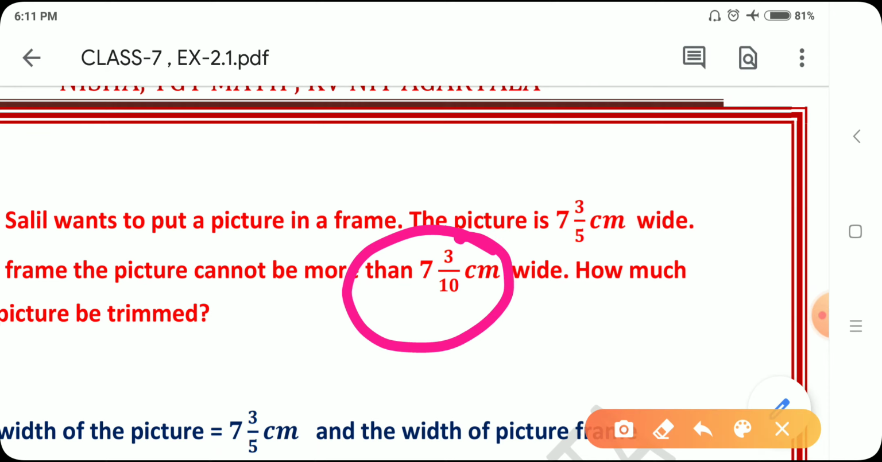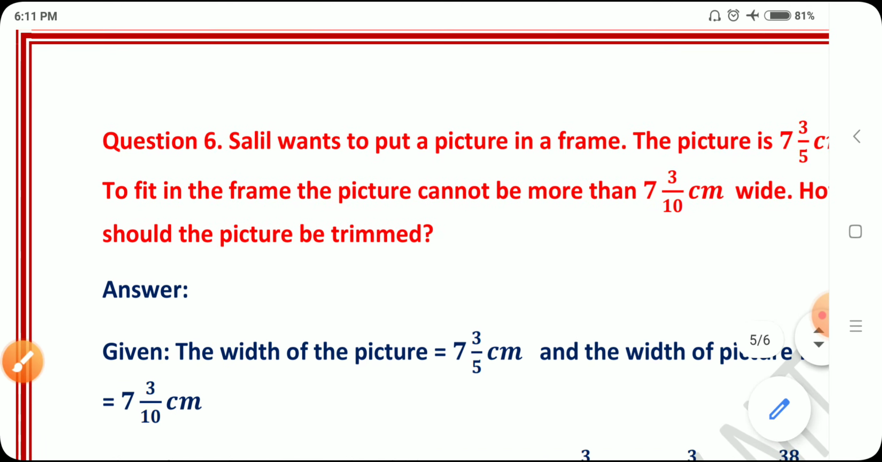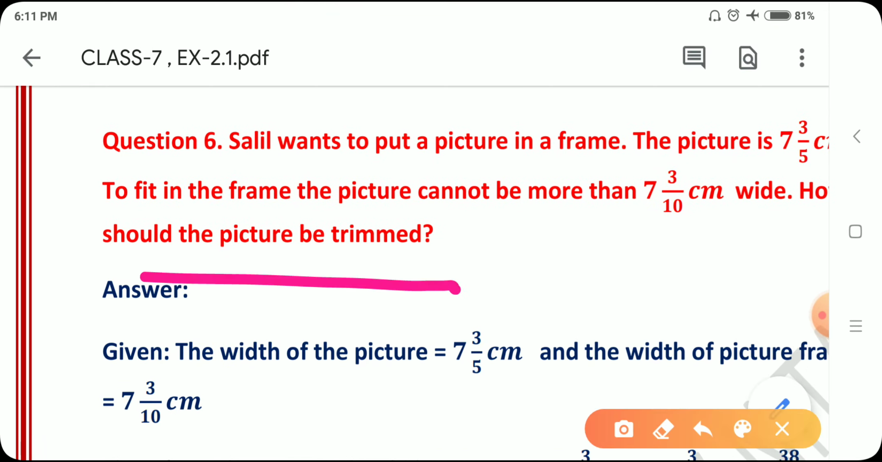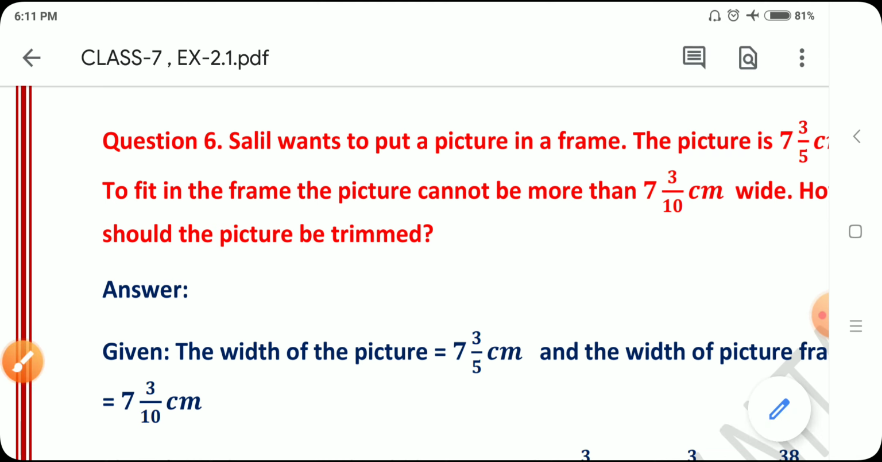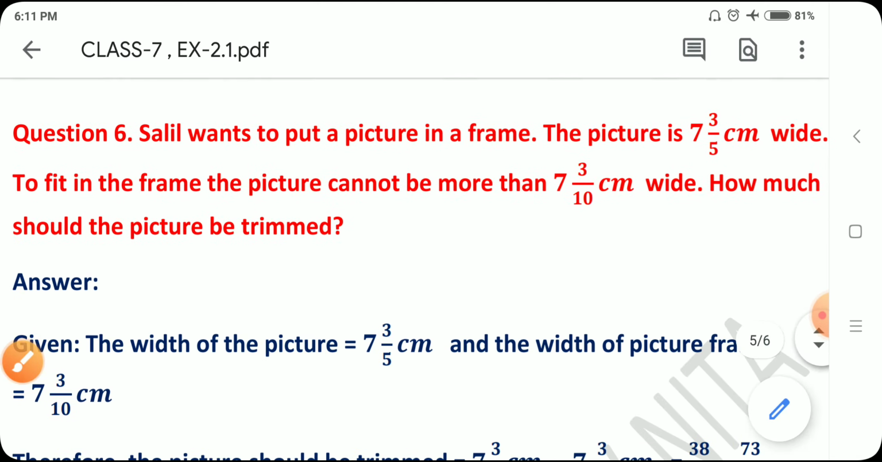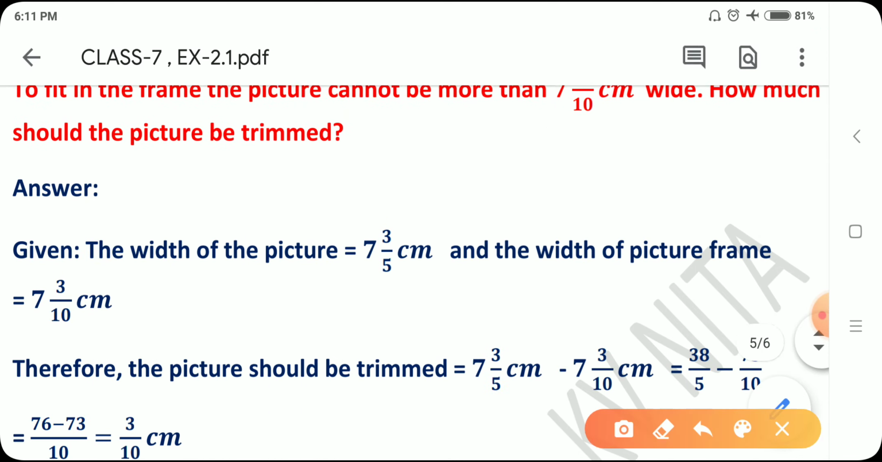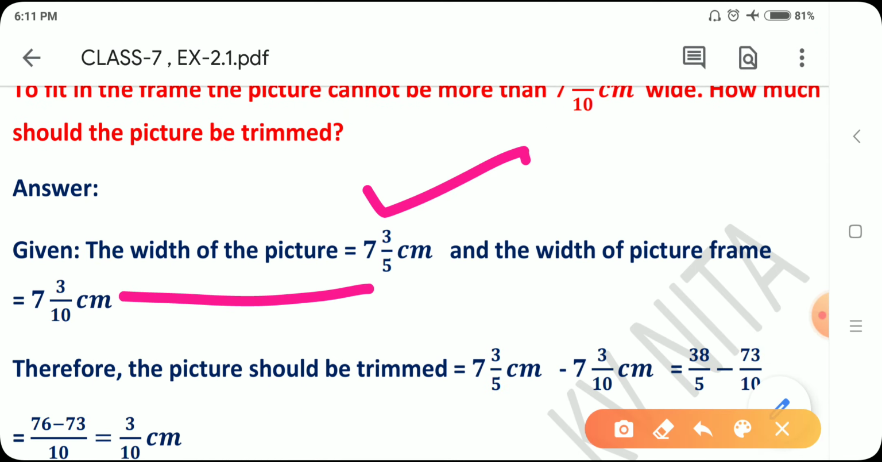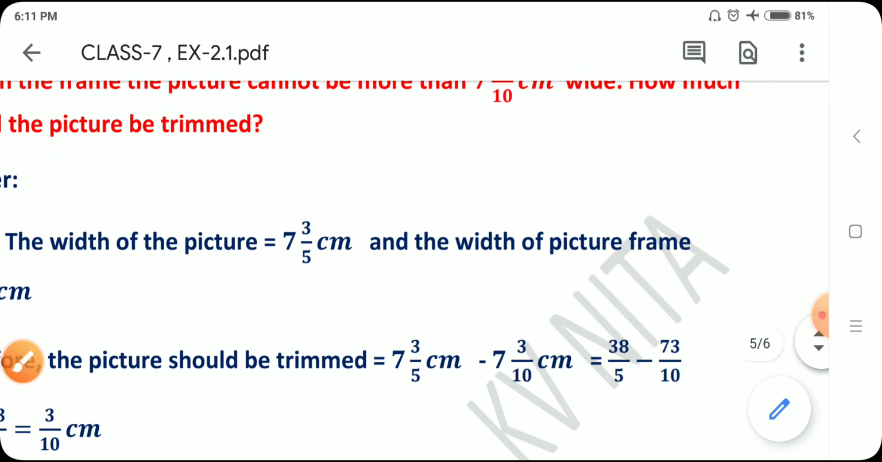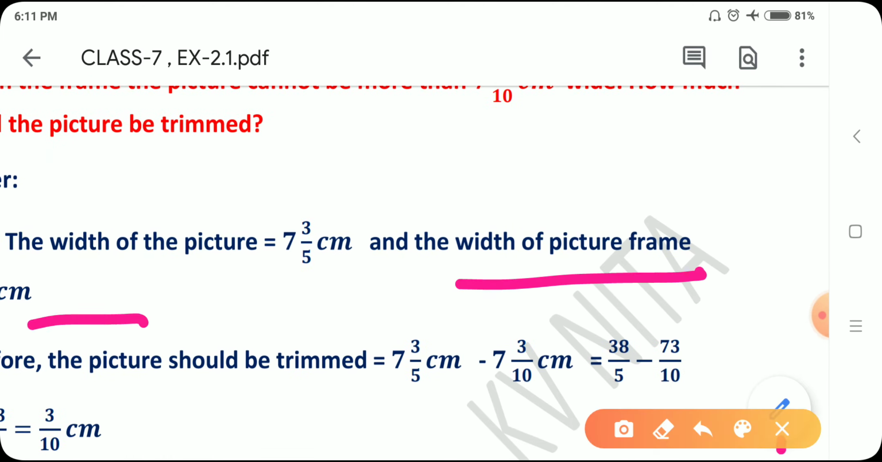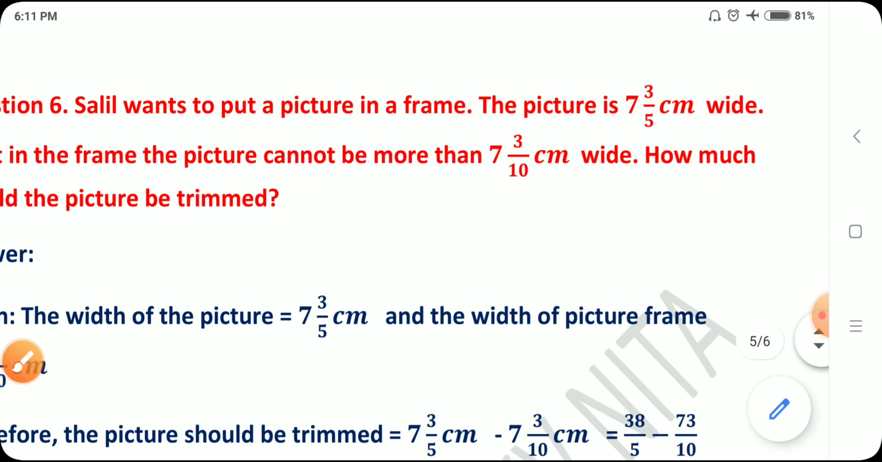The frame is 3 by 10 centimeter wide. How much should the picture be trimmed? It means the picture cannot be greater than the frame. So first of all you will write the width of the picture, 3 by 5 centimeter, and then you will write the width of the picture frame. So how will you adjust that picture into the frame?